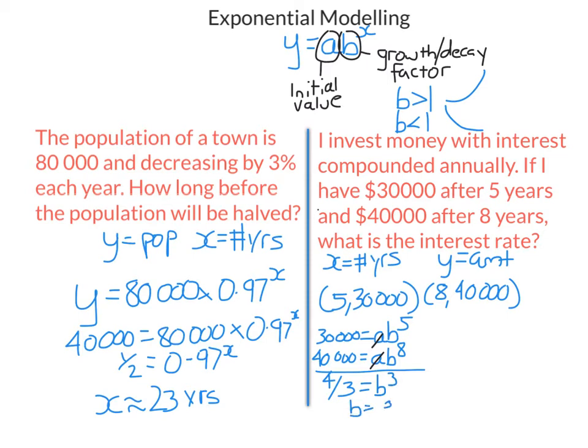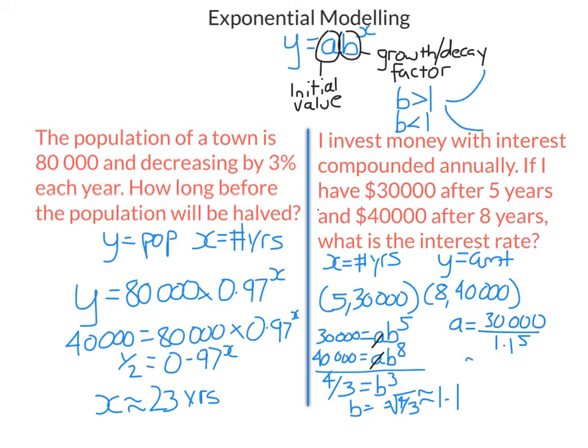B will just be the cube root of 4 over 3. The answer you get for B is about 1.1. So the growth factor is 1.1. That's an increase of 10% each year. Now, if we wanted to find A, of course, we would just substitute this into, say, this equation here. So A would just be 30,000 divided by B to the power of 5.